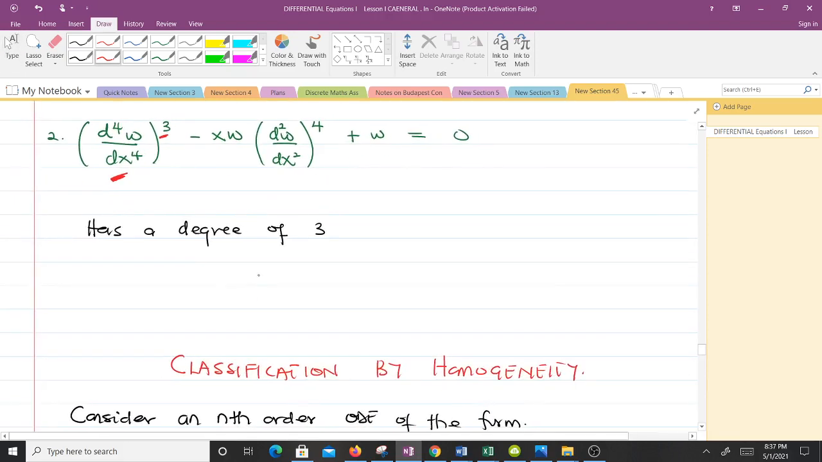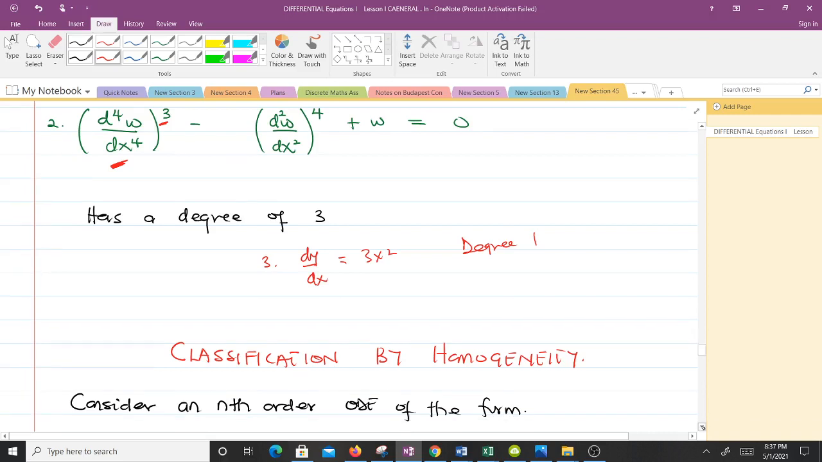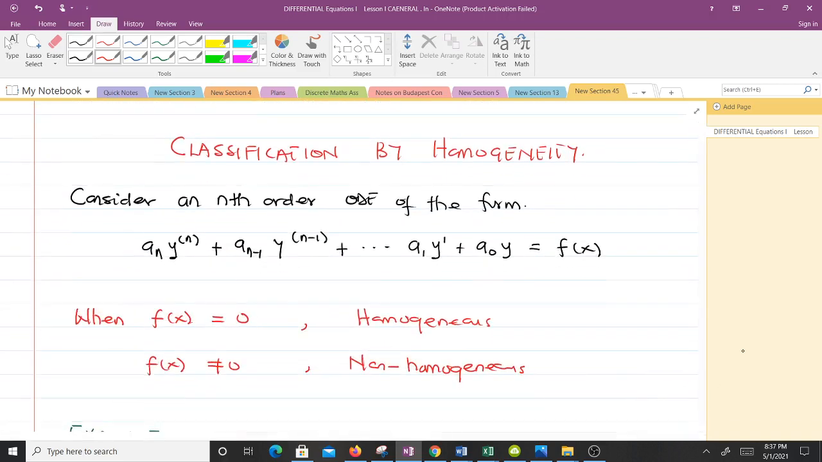So let me write a third example. So maybe dy/dx equals 3x squared. So this one, you can see that it has just one derivative here, which is dy/dx, and it is of order 1. And it's also raised to the power 1. So that means here it will be of degree 1, right? Okay, so that's how we classify differential equations based on the degree.